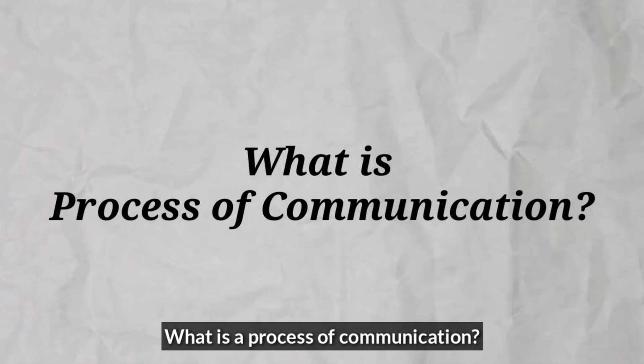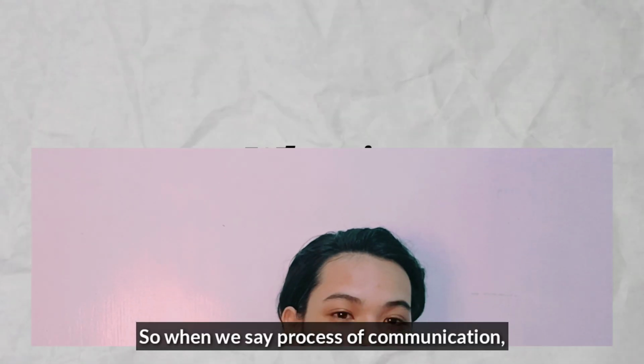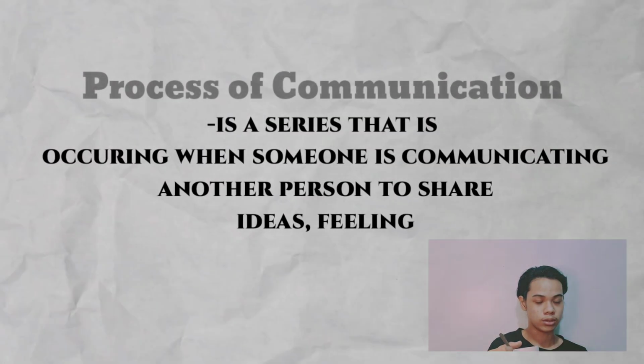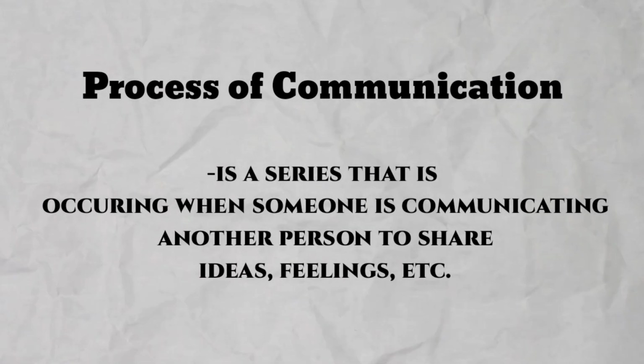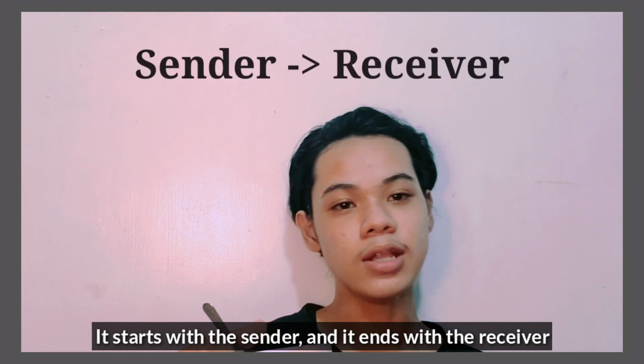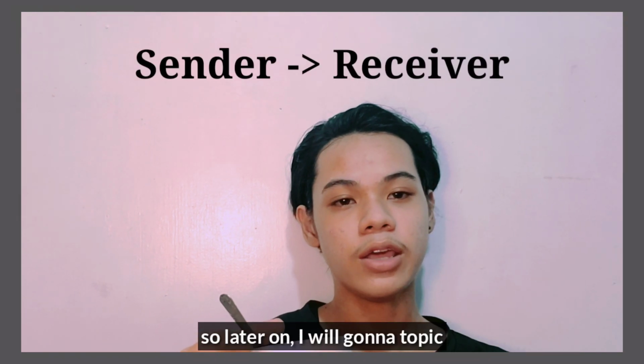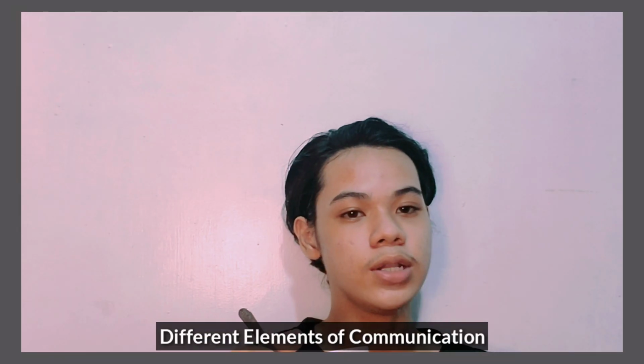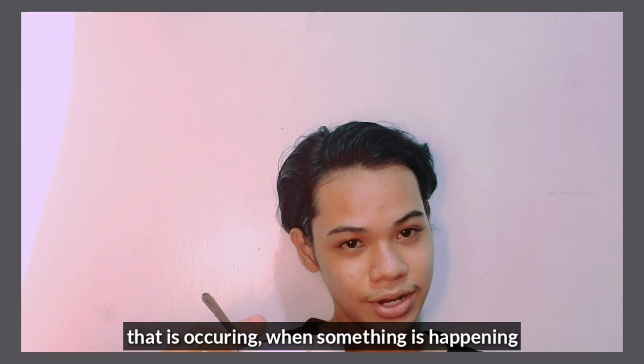What is the process of communication? When we say process of communication, it is the series of events that occurs when someone is communicating with another. It starts with the sender and it ends with the receiver. Later on I will discuss the different elements of communication that occur when this is happening.